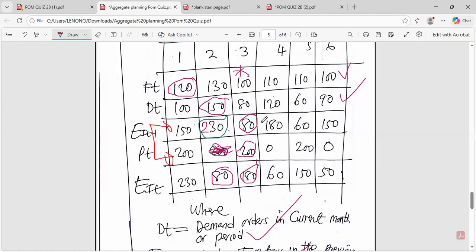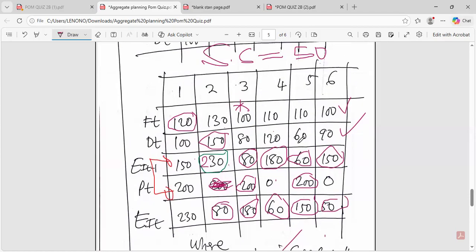180 comes here, 180 minus 120 leaves 60, so you don't produce. As opening stock, 60 to meet the demand of 110, no, you cannot even manage. So we're going to produce 200 units. So it will be 260 minus 110 is 150. Then 150 comes here. 150 minus 100 is 50. So this is how this table is sorted out.